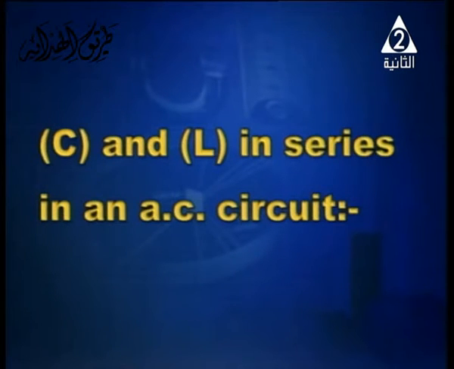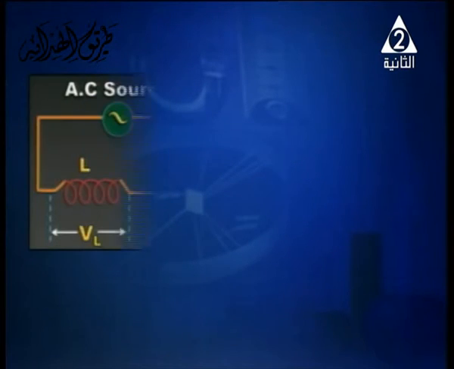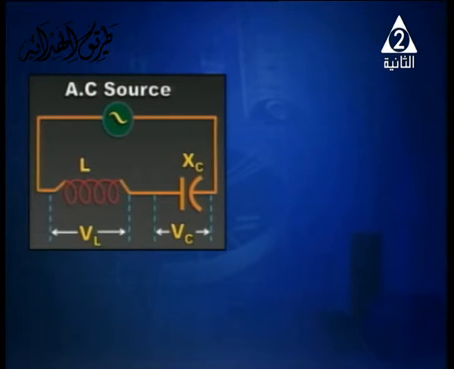And what about the circuit that contains a pure capacitor and a pure inductor in series to an AC supply? It is shown in front of you right now. Voltage across the coil is denoted by VL, and it is equal to I XL. Voltage across the capacitor is denoted by VC, and it is I XC.